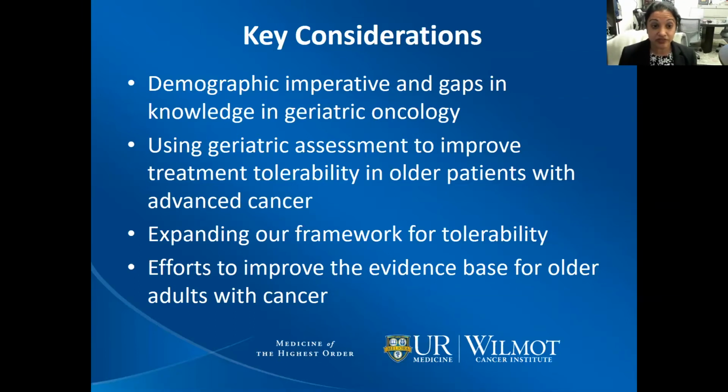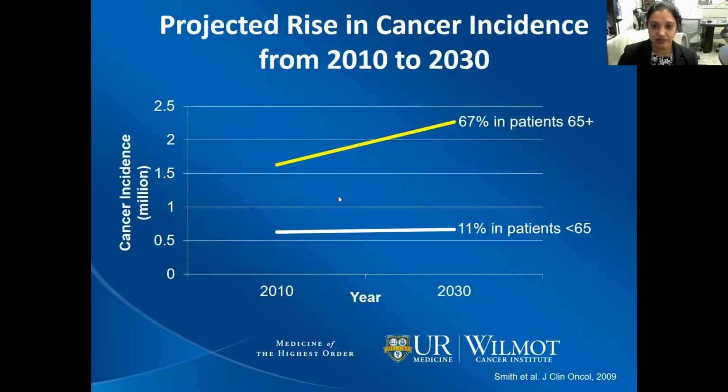I'll discuss some results from our trials that show that geriatric assessment can really improve treatment tolerability, and then talk about work from the U01 Consortium that has helped us to expand our framework for tolerability. And I'll end by discussing efforts in the past and moving towards the future to try to improve the evidence base for older adults with cancer.